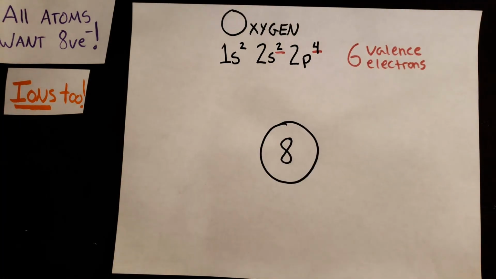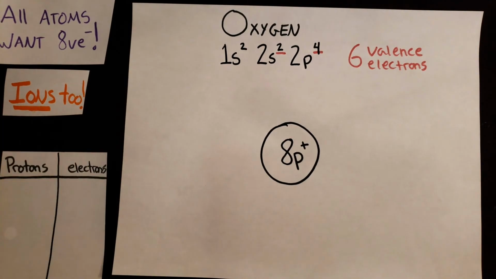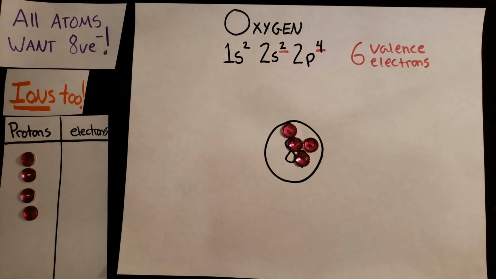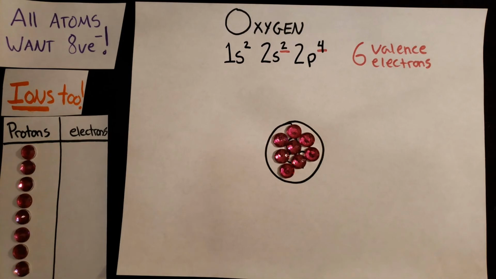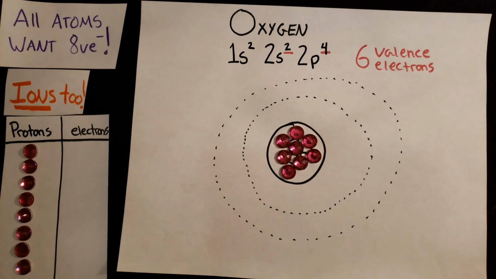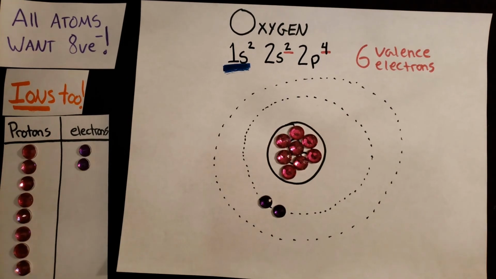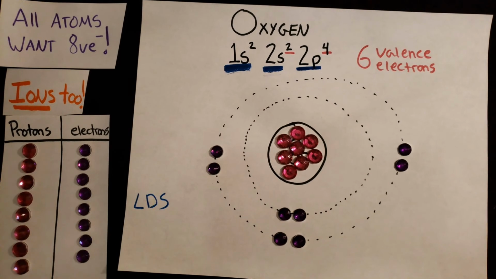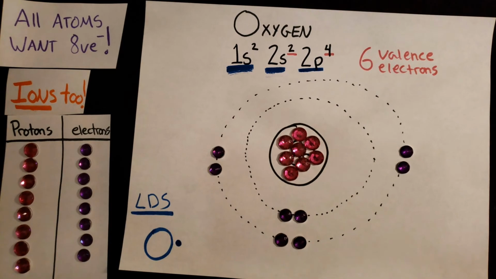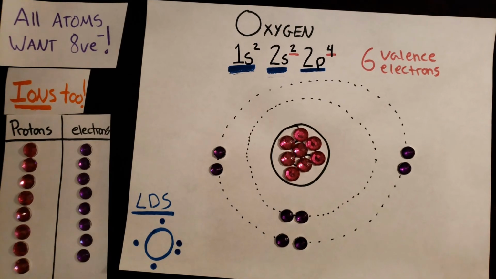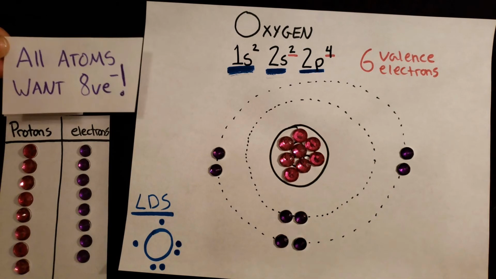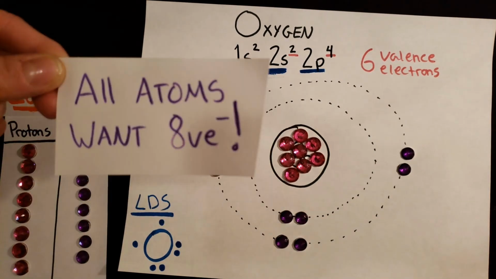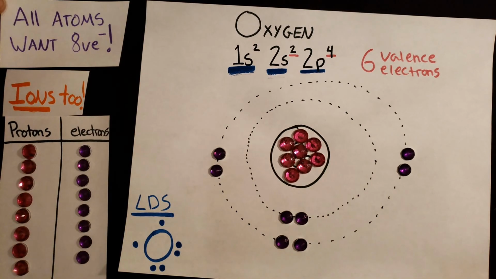It's got 8 protons in its nucleus, and I'm going to go ahead and put the protons inside the nucleus, as well as put them on my little chart here to keep track of how many positive charges and negative charges I have. I also know that I have 2 energy levels. So I'm going to go ahead and fill those energy levels with the appropriate number of electrons. And you can see here that I have 8 electrons total. But remember that I only have 6 valence electrons, and all atoms want 8 valence electrons, including ions.